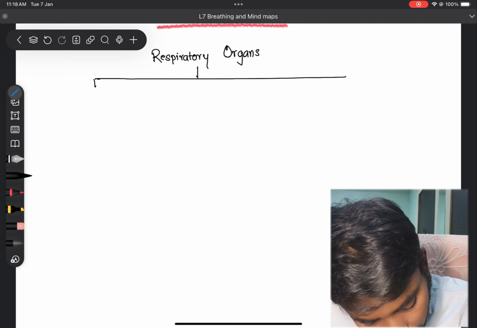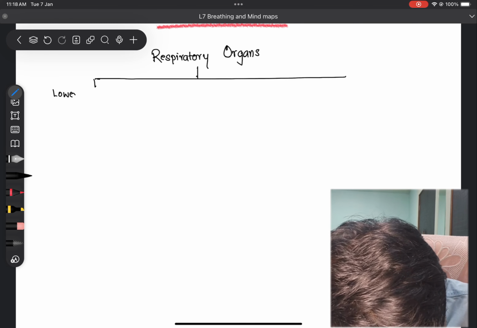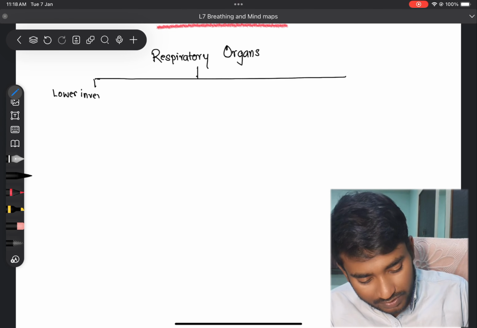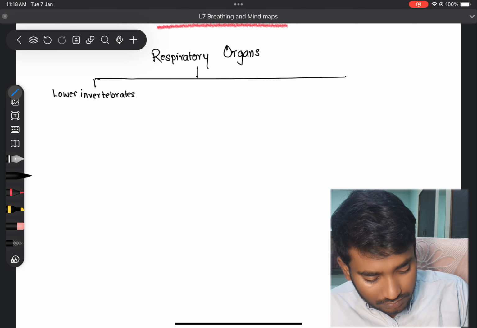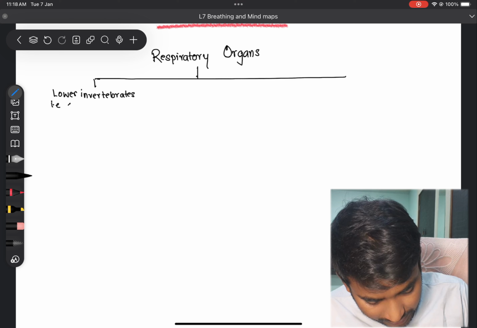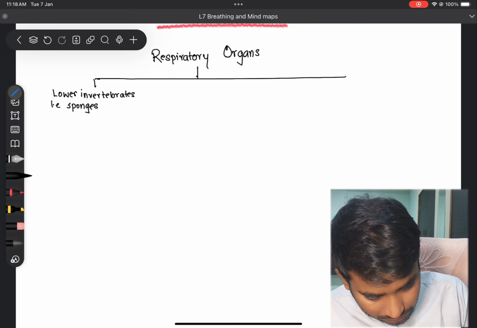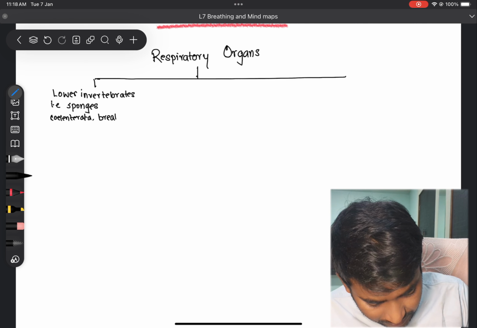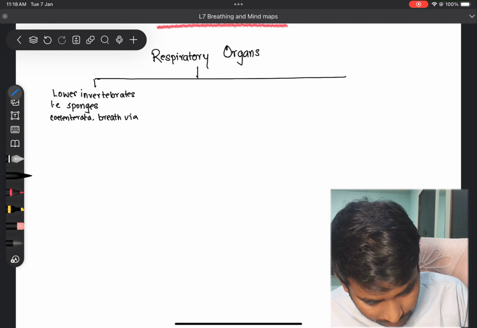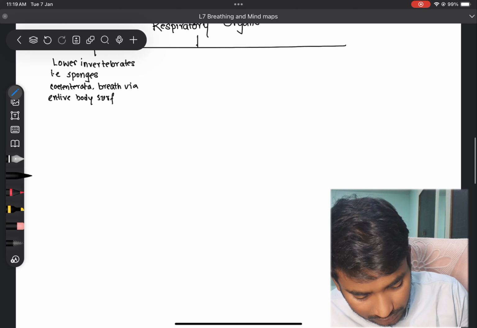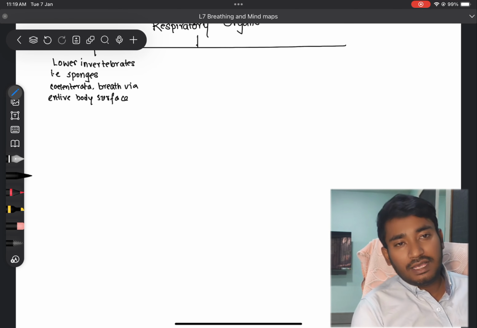Lower invertebrates, such as sponges and coelenterates, breathe via the entire body surface. Okay, they breathe via the entire body surface.